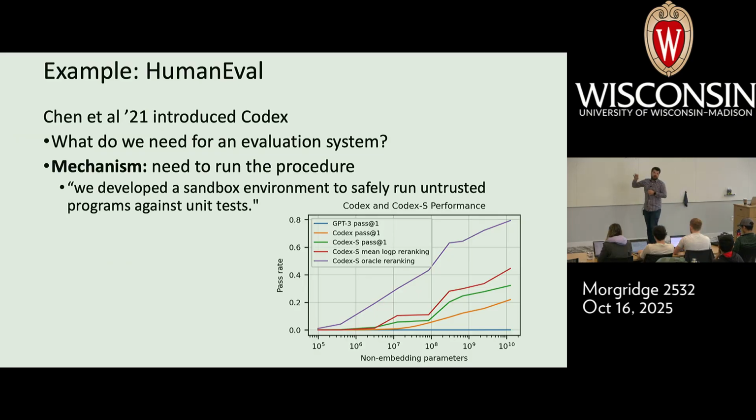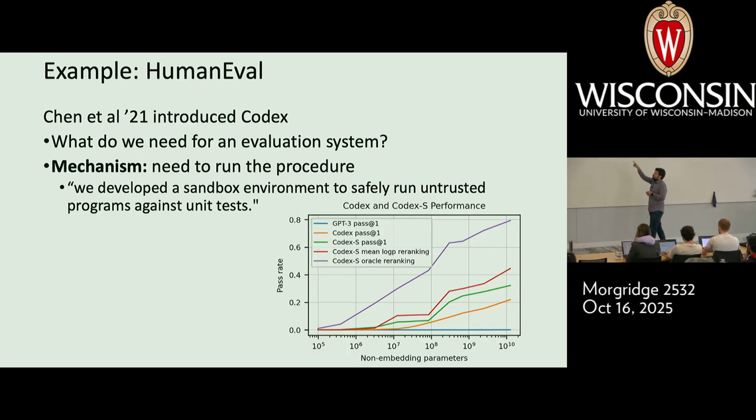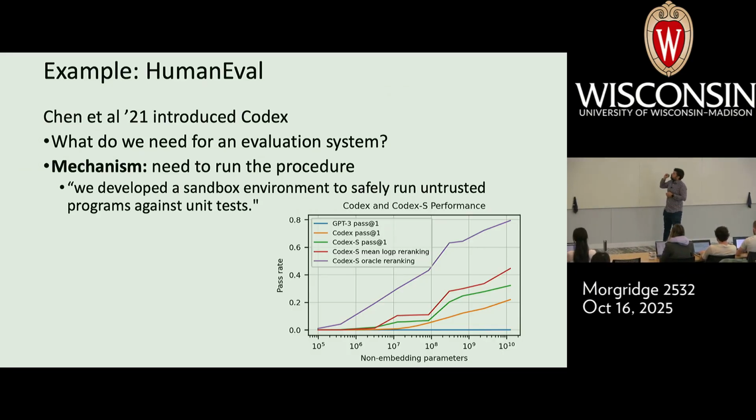I can say, hey, which one of these is the most likely? And I'll pick that one. So that's this log p re-ranking that you're seeing, the red curve. And notice that this is actually quite a bit better than the green and orange curves, which just generate one solution.